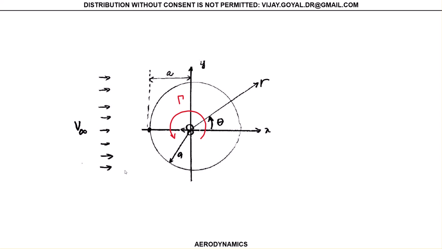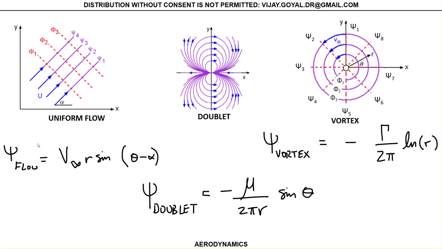It's very similar to that previous problem. The only thing is now we have three components. We've got the uniform flow, we've got the doublet, and we have the circulation. From our previous lectures, the uniform flow given at an arbitrary angle of attack alpha is given by this equation, and then the doublet is given by this equation, and we did this in the previous lecture.